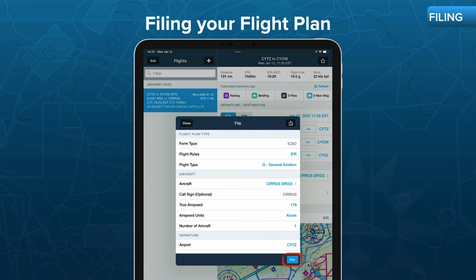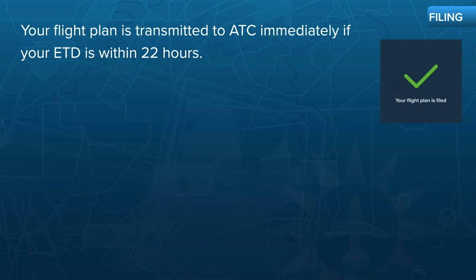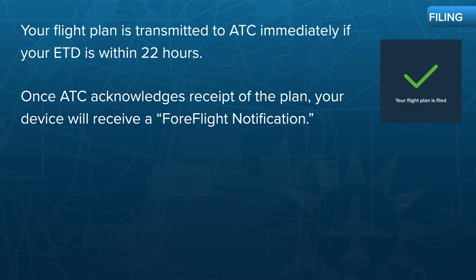All right, so now that we've established our alternate and we've entered it on the flights page, we're ready to file our flight plan. And you can do that right from ForeFlight. Once you've confirmed everything's correct, tap on the Proceed to File button on the flights page and then tap on File. And you'll get a notification like this: your flight plan has filed. And your flight plan will be sent to ATC, sent to Nav Canada immediately if your departure time is within 22 hours. And then once ATC acknowledges receipt of the plan, your device will receive a ForeFlight notification.